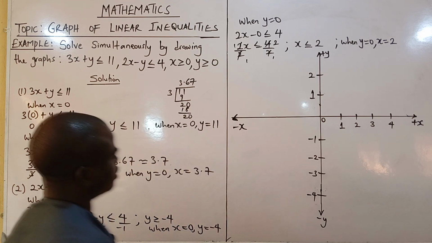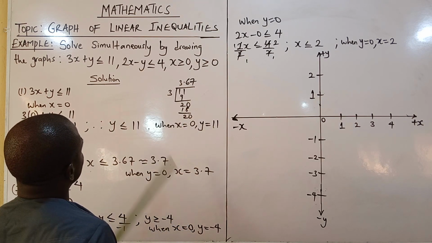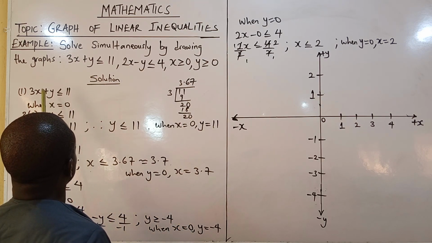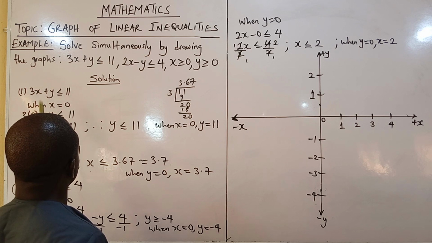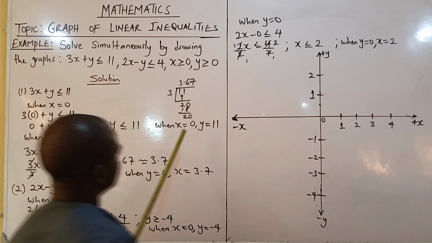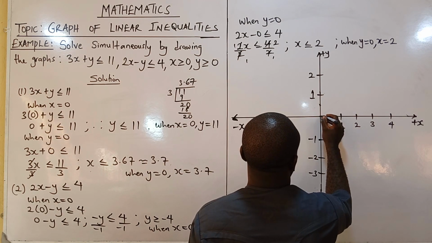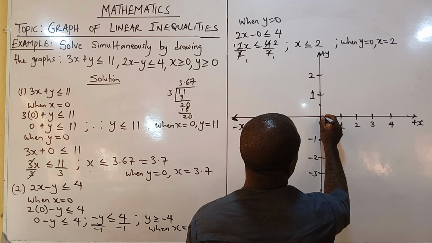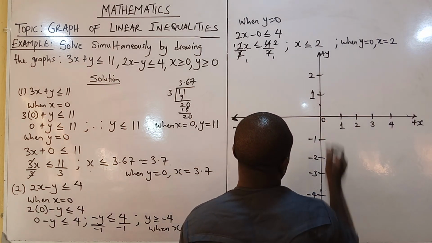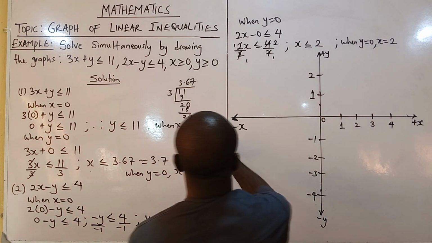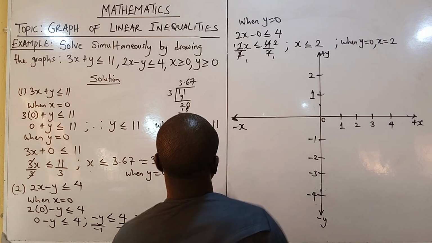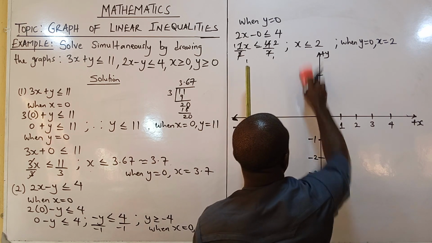Okay, now let's start the plotting. For the first linear equation, when x equals 0, y is 11. You see that we have the highest value of y to be 11.